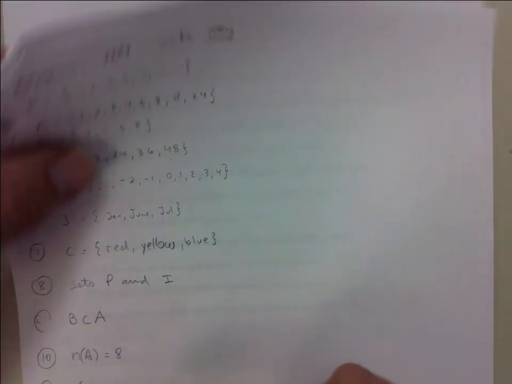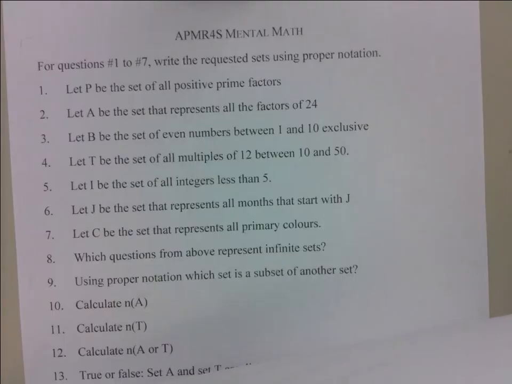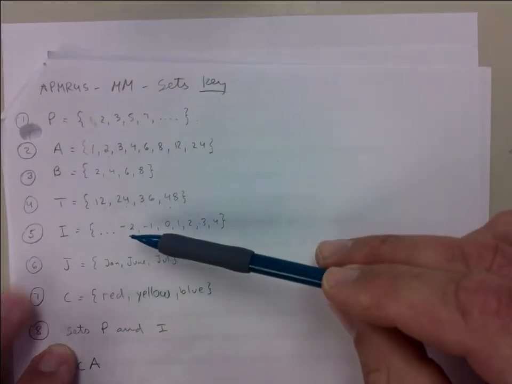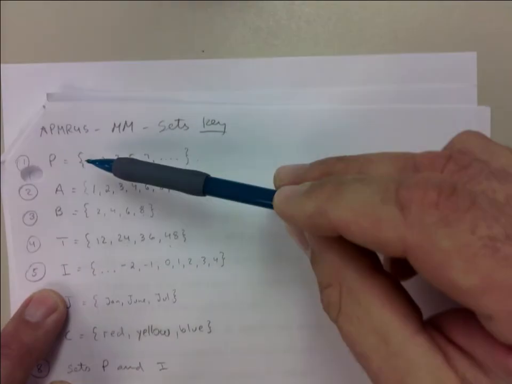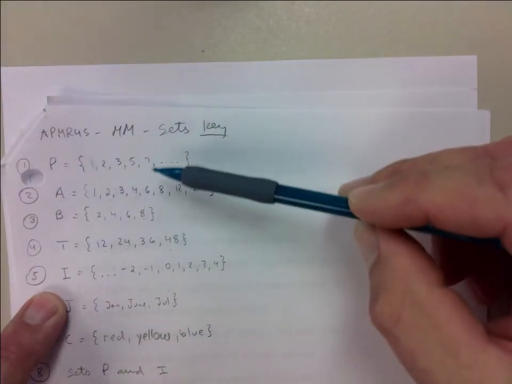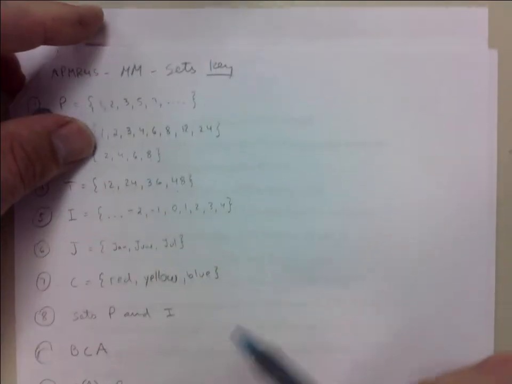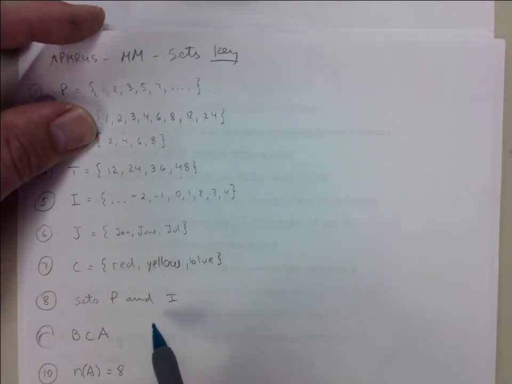Anyways, 8, the questions that are infinite. So which of the sets above are infinite? It would be I and P, right? So I and P, or sets P and I, are infinite. So that's what you would have to say under 8.